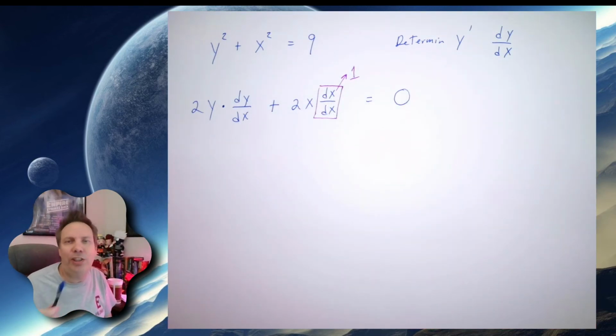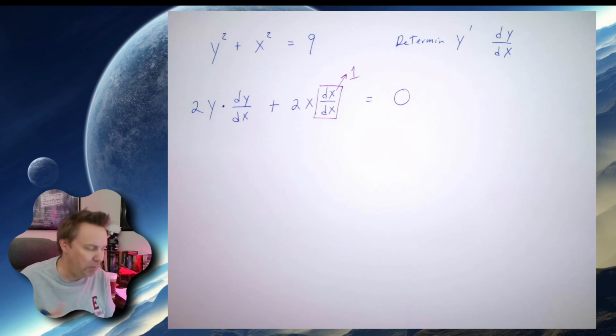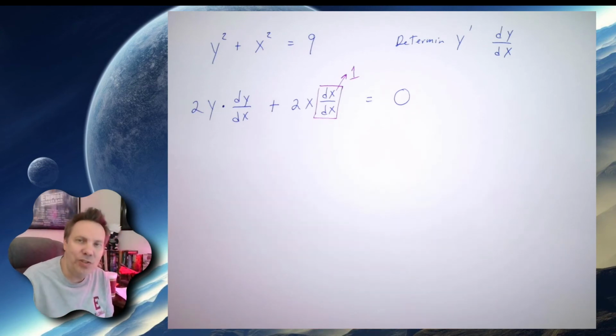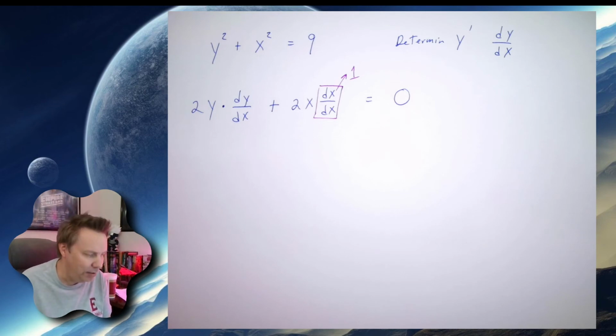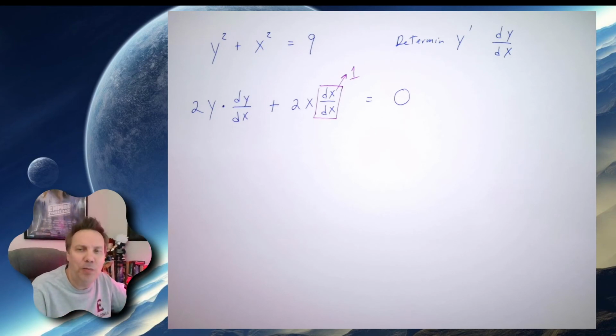So prior to all this chain rule stuff and all this implicit differentiation stuff, if I asked you, what is the derivative of x squared? You would tell me 2x. Well, it still is 2x. There's nothing different about it. So I still have to do the algebra on this problem. I want to solve for dy dx.